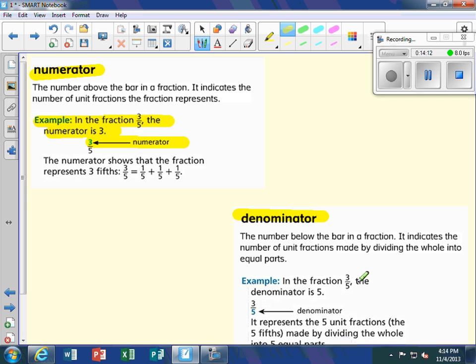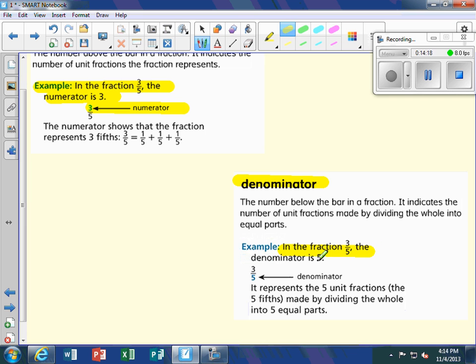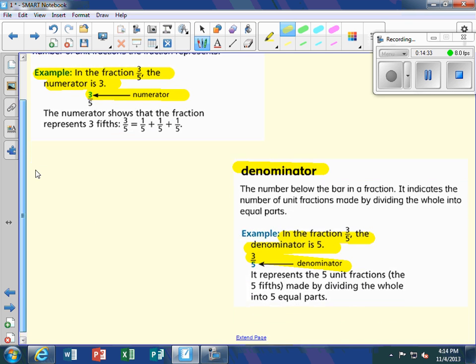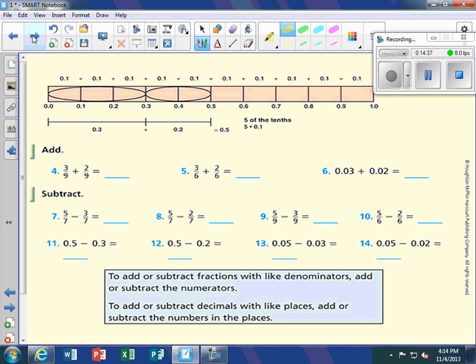Denominator. The number below the bar in a fraction indicates the number of unit fractions made by dividing the whole into equal parts. Example, in the fraction 3/5, the denominator is 5. 3 over 5, denominator. Copy that down. It represents the 5 unit fractions, the 5/5, made by dividing the whole into 5 equal parts. Copy those two definitions down, or at least the examples for the two definitions. And let's move on. All right, so here we have some problems to work.